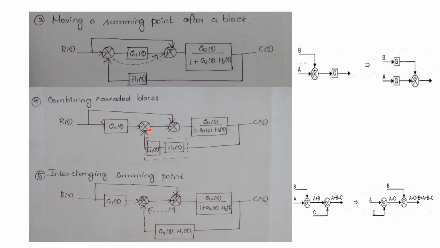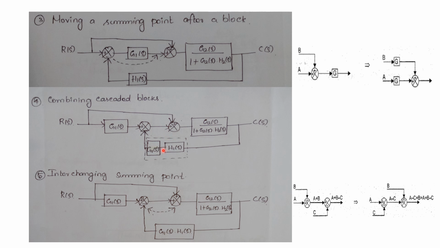Now again it is overlapped. If we are interchanging the summer, we can easily separate both the loops, that is the parallel loop as well as the feedback loops. So now what we have to do is interchange this summer. So how to interchange this summer?